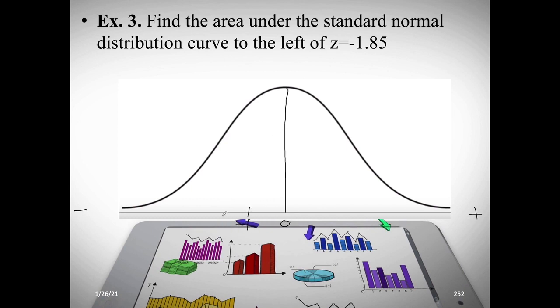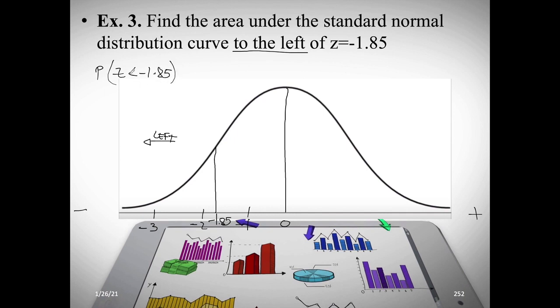Now, we have 0 here. We have 1, negative 1. We have negative 2. We have negative 3. So, assuming the negative 1.5 is around here, so negative 1.85, and it is to the left, so going left of the curve, and by equation that is actually P of z, to the left of the z. P of z less than negative 1.85.